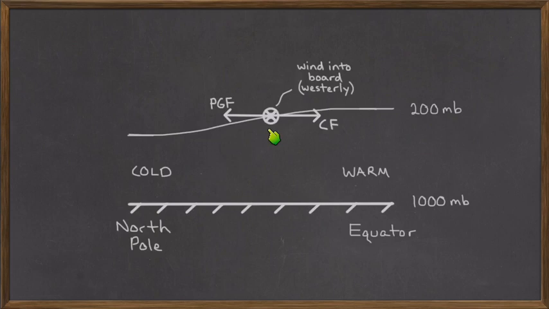So we've been able to describe at least one of the properties of the jet, that we find the jet in mid-latitudes. We've also been able to describe, based on our simple argument, that the winds are westerly, which is another property of the jet.